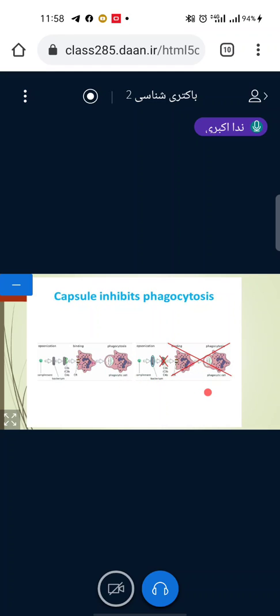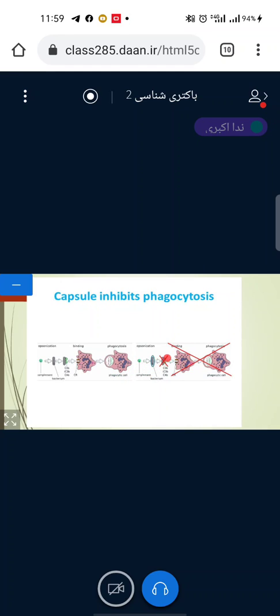But you can see the right side, around this bacteria, you can see a green circle. This green circle indicates a capsule, indicates an alginate, something like this, indicates an exopolysaccharide.